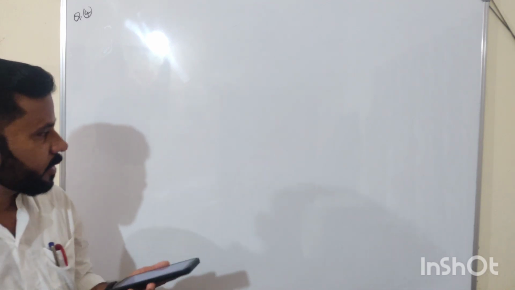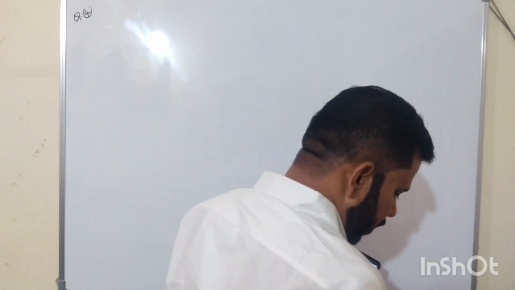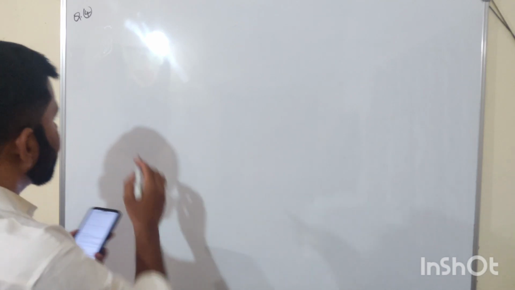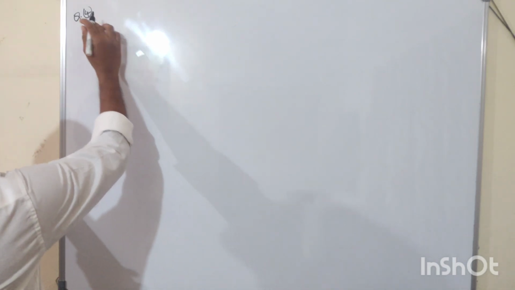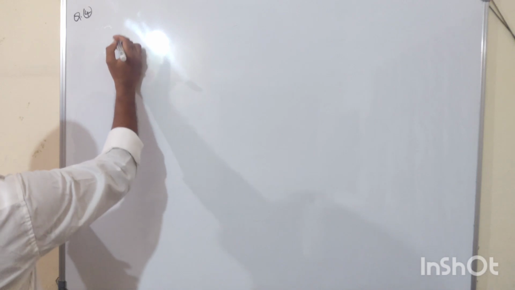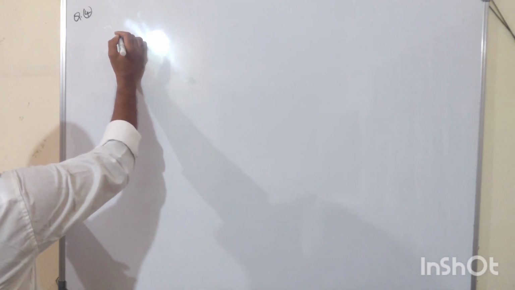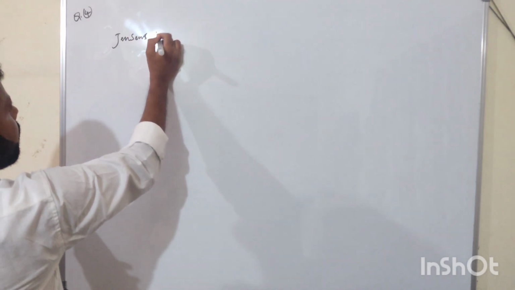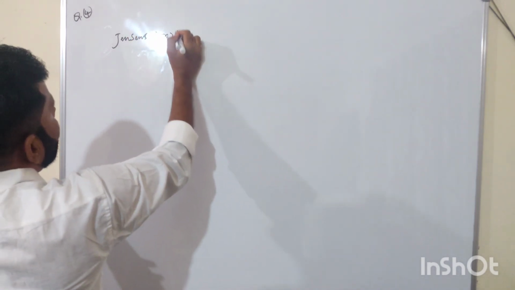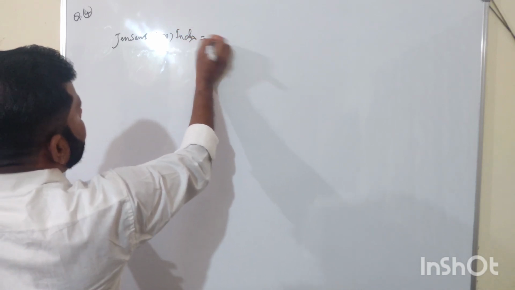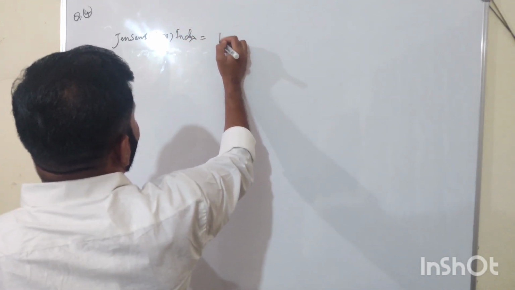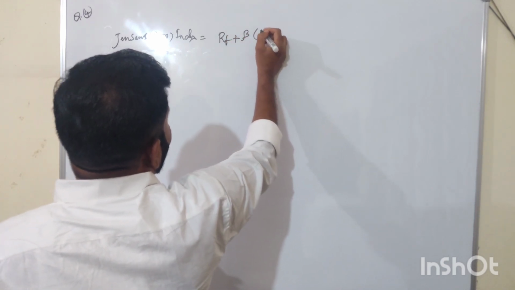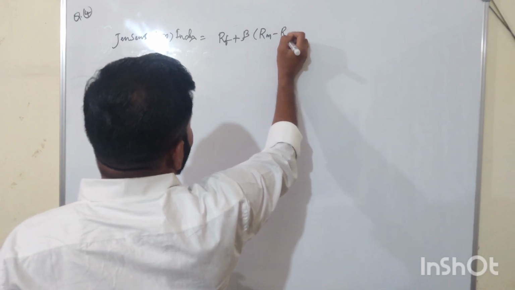So we already know the Jensen's ratio formula, but we have to calculate it separately. Let me write here, question number 4. Jensen's ratio or index equals RF plus beta in brackets, RM, the market return, minus RF.